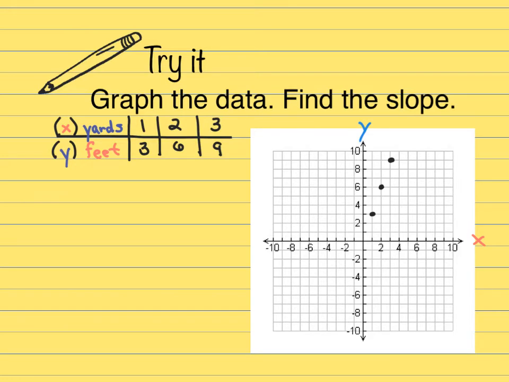To do that, we're going to look for the constant rate of change. On the x values, we're always increasing by 1. The y value is always increasing by 3. So we have found our constant rate of change.